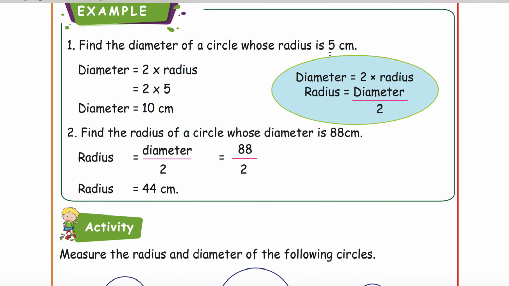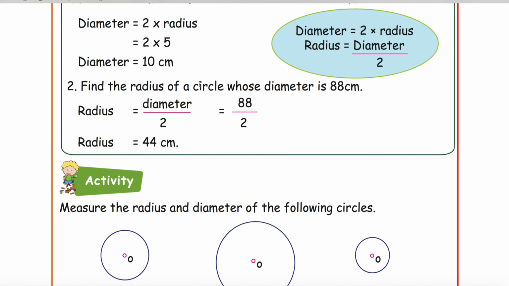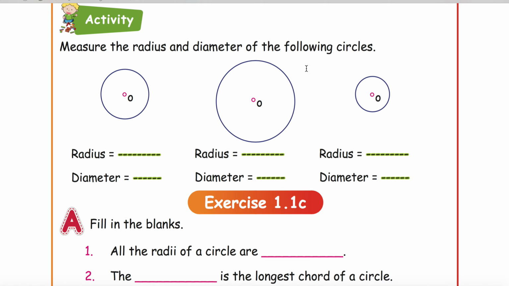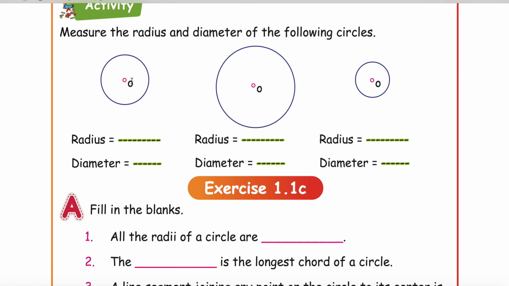Find the diameter of the circle whose radius is 5 cm. So 5 into 2, 10 cm. Find the radius of the circle whose diameter is 88 cm. Radius is 88 by 2, how much? 44 cm. Measure the radius and diameter of the following circles. Come on, you can do it. Measure it and write it here.